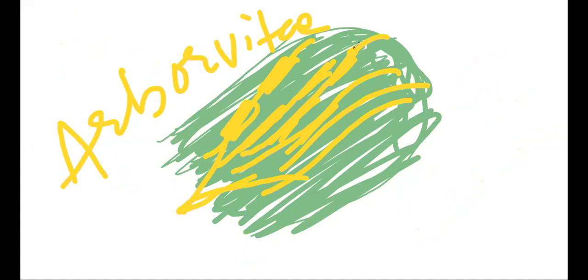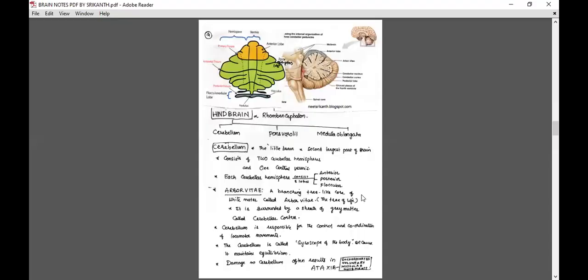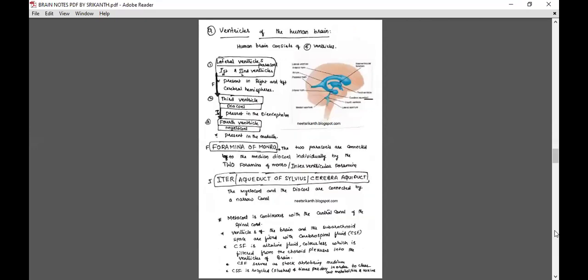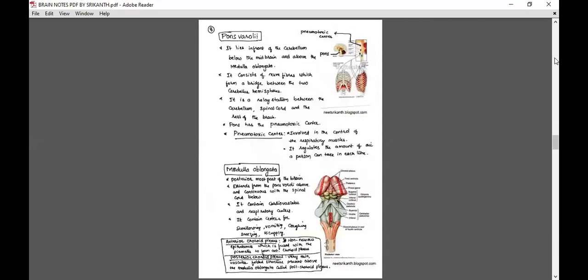Then next, what is pons varoli? It consists of nerve fibers which form a bridge between the two cerebellar hemispheres. That means a tract between the two cerebellar hemispheres, which we call pons varoli.